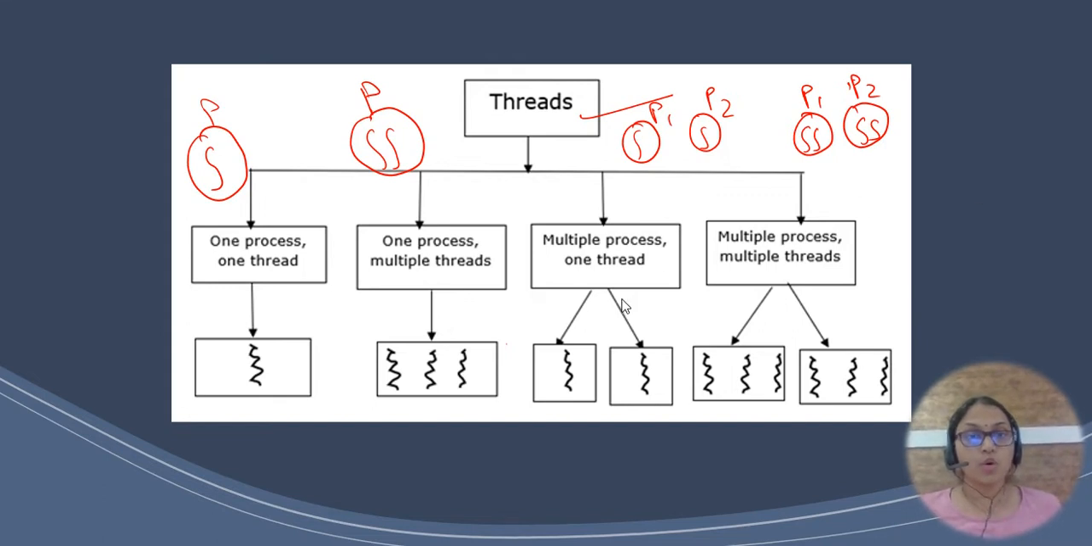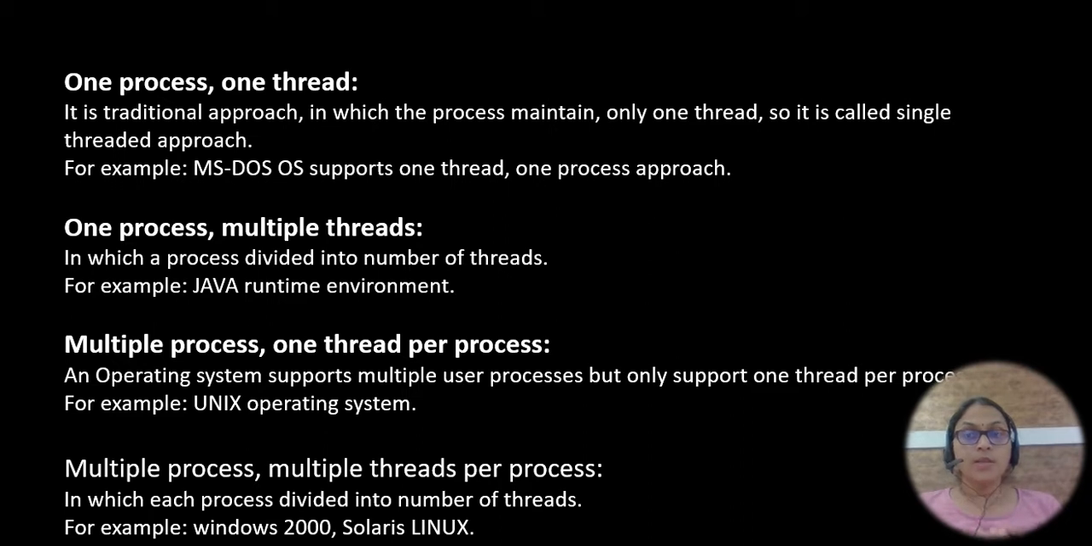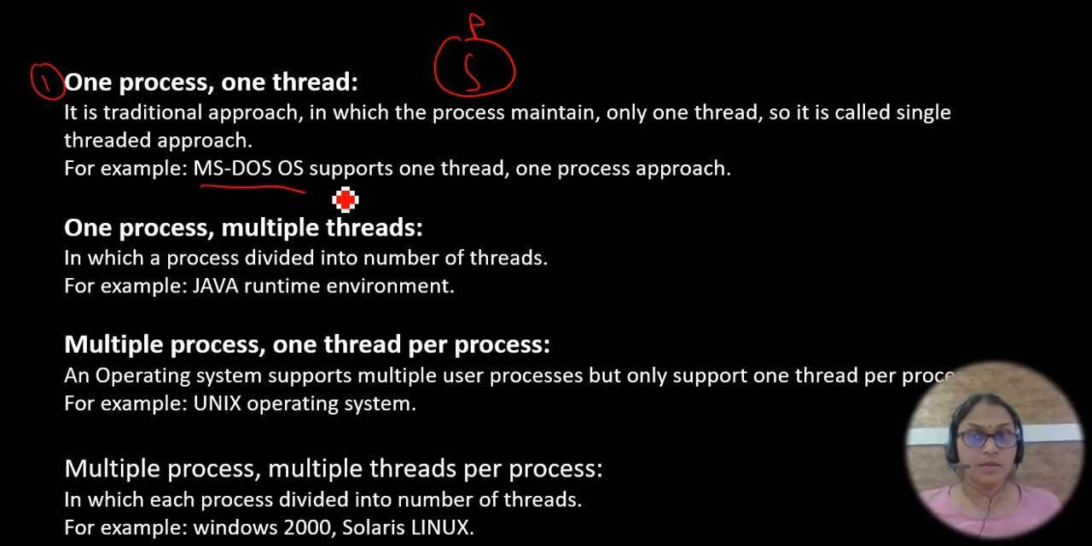Suppose you use only one process and one thread. It is a traditional approach, that means one to one, in which the process maintains only one thread. You call it a single thread approach. Which operating system is using this one process, one thread concept? Can you guess? Here I have already given the example: MS-DOS is the operating system that supports the one thread, one process approach.